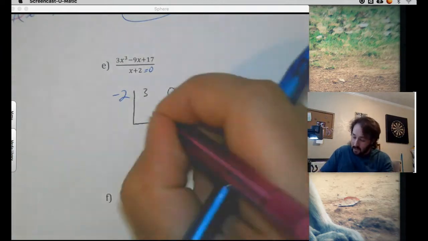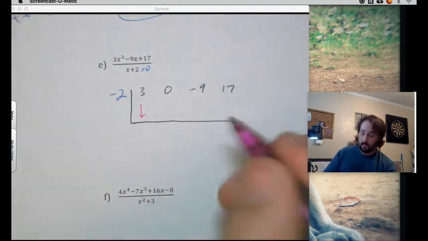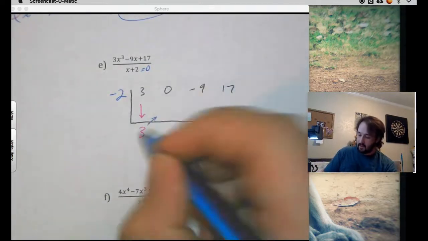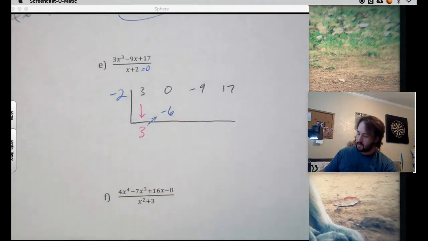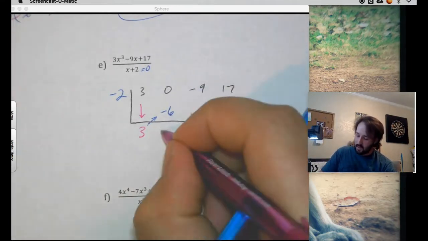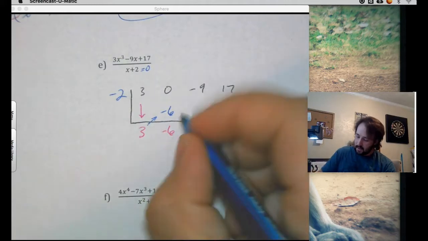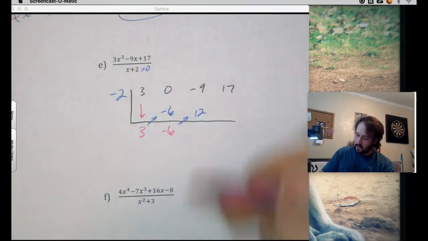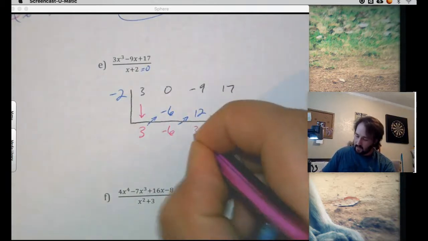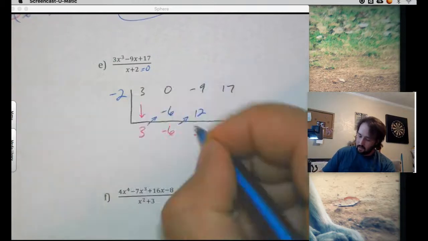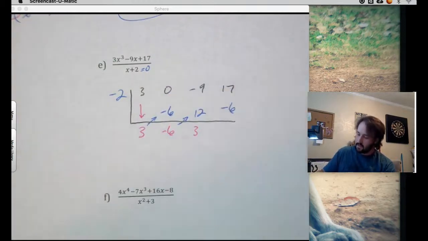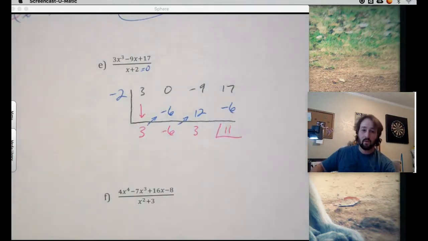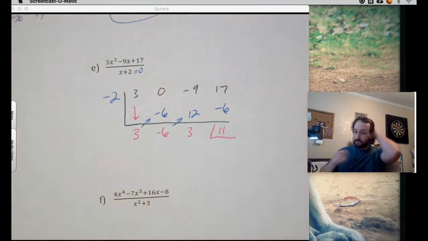So again, very first step, always, always, always pull down that first number. So I just have a 3 down here now. So now to get back inside, 3 times negative 2 is negative 6. 0 and negative 6 combine to make negative 6. Negative 6 times negative 2 is positive 12. Negative 9 and positive 12 make positive 3. 3 times negative 2 is negative 6. And then 17 and negative 6 make 11. The last number is always our remainder. So we actually have a remainder in this one.